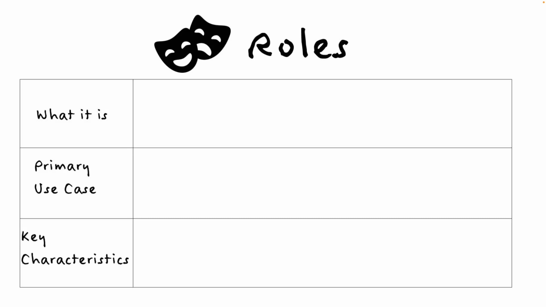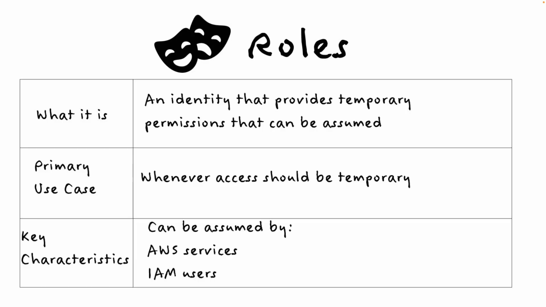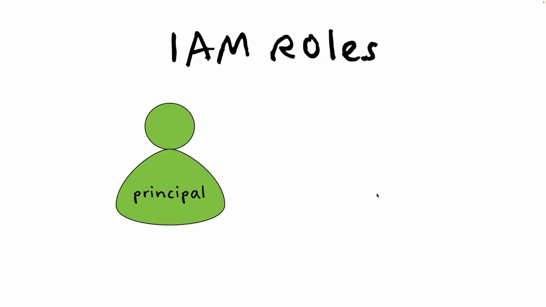IAM roles are like an IAM user. However, instead of being uniquely associated with one person, an IAM role is assumable by anyone who needs it. Also, a role does not have standard long-term credentials, such as a password or access keys associated with it. Instead, when you assume a role, it provides you with temporary security credentials for your session. So let's dive deeper into IAM roles.